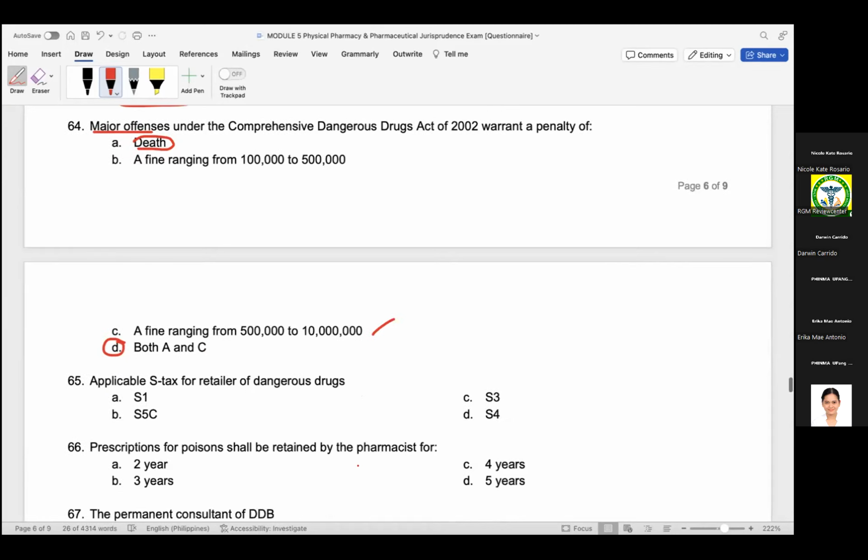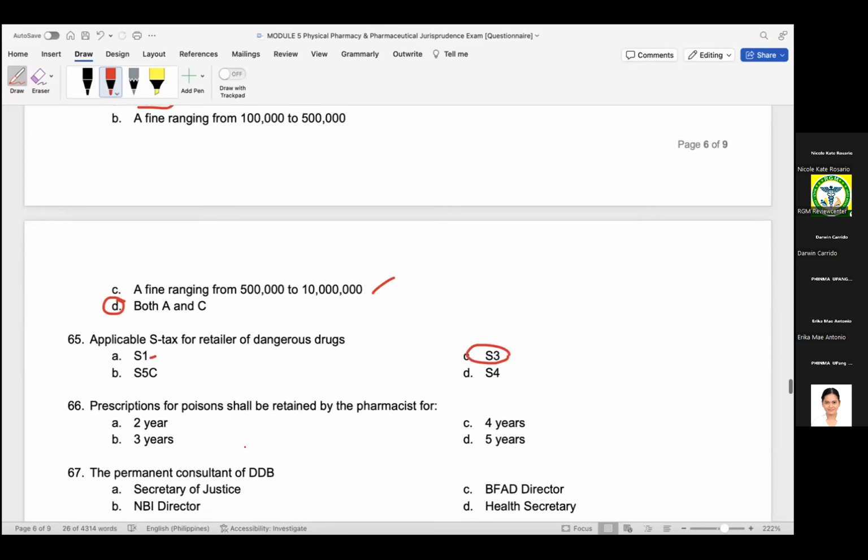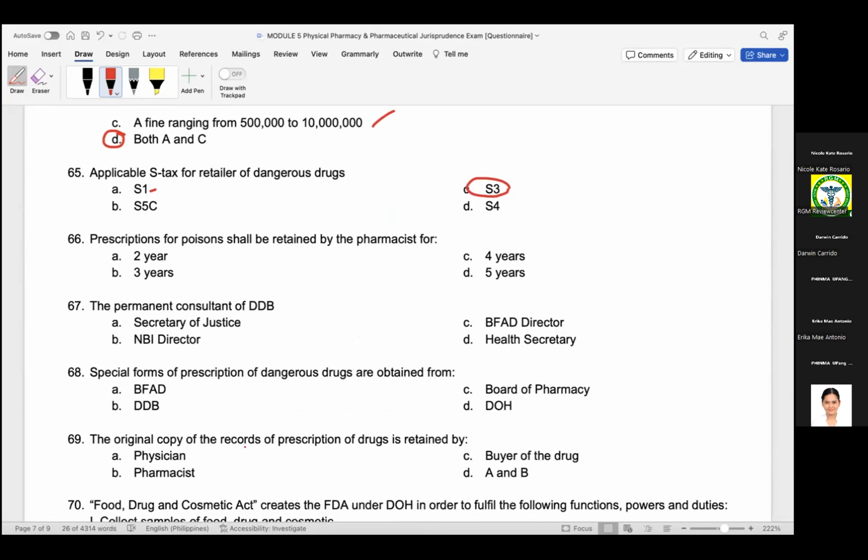Number 65. Applicable X-tax for retailer of dangerous drugs, 'di ba? S3, retailer S3. Actually, pwede ring S1, pero wala kasing compounding dyan. S3 yan. Next, number 66, prescription for poisons will be retained by the pharmacist for how many years? 5 years. Ang mga prescription book, 2 years. Next, who is the permanent consultant of DDB? It's the NBI director. NBI director.